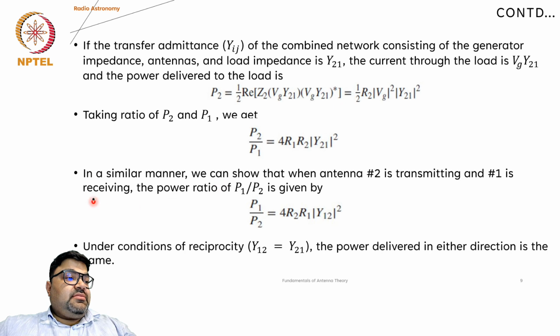In a similar manner, we can show that when antenna 2 is transmitting and 1 is receiving, it is basically the same. P1 by P2 is this. Under the conditions of reciprocity, Y12 and Y21 are the same. Hence, the power delivered in each direction is also the same.